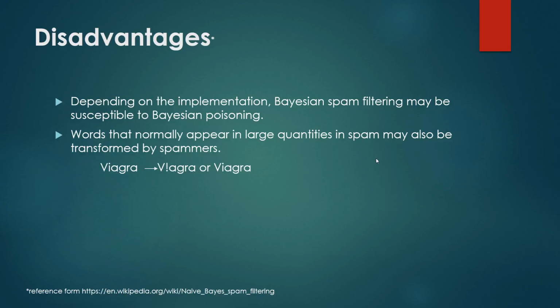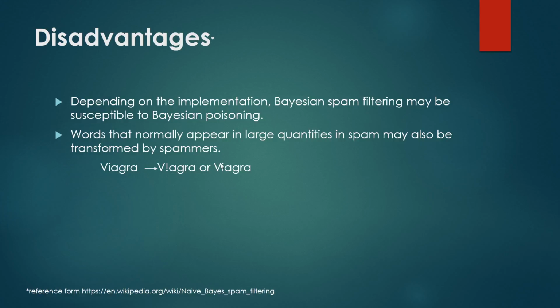However, not only the most significant probabilities are used, so padding the text with non-spam related words does not affect the detection probability significantly. Words that normally appear in large quantities in spam may also be transformed by spammers. I think this is really harmful to the Bayes spam filter.